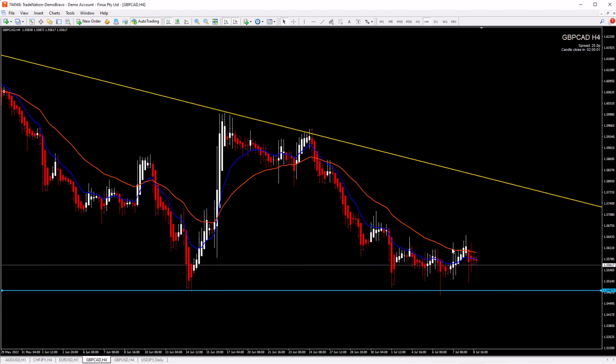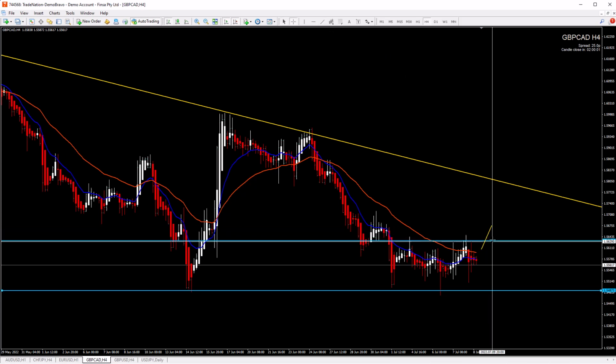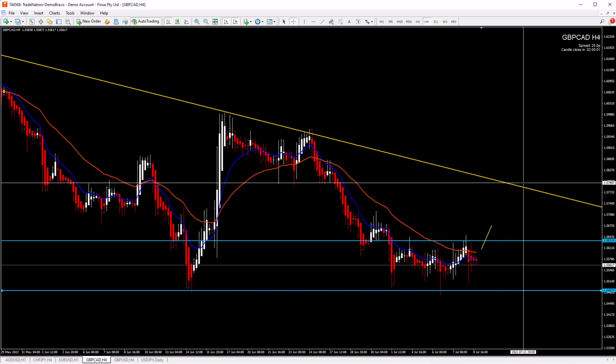For our chart, we see that it is in the range. So this is our resistance. So ideally, we would like to see breakout of this level. Then you try to buy this and target this, okay?